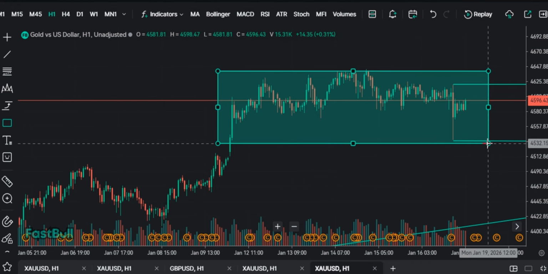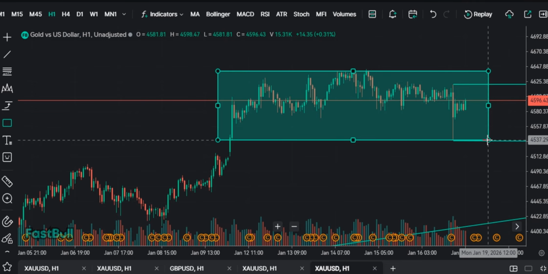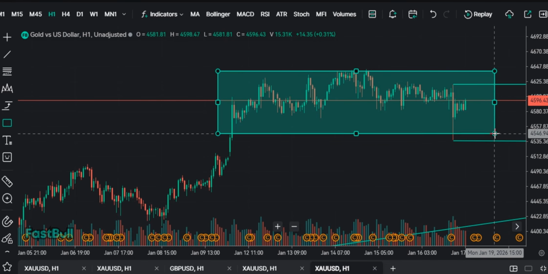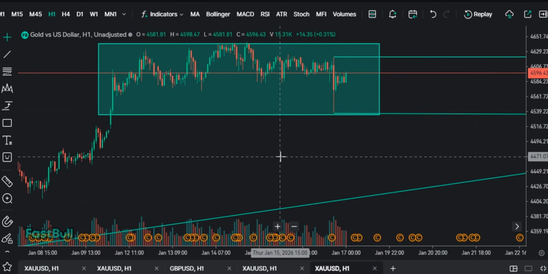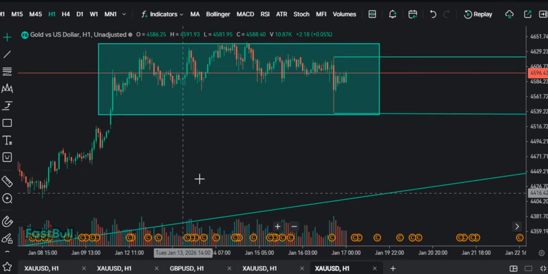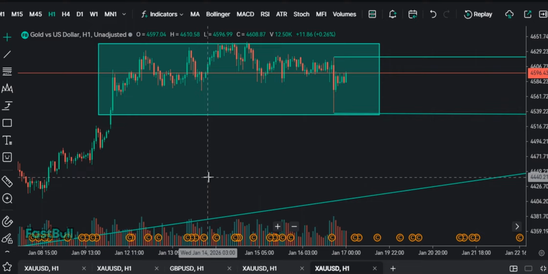Okay, the market was consolidated on this particular zone here. So that's very much important to learn, guys. And then if it's consolidating on this particular zone, how do we know that it can do a breakout?